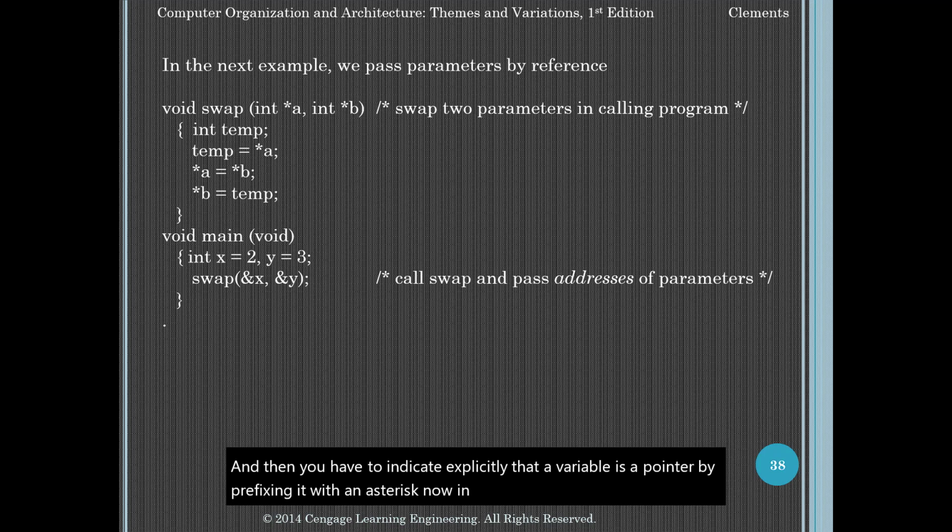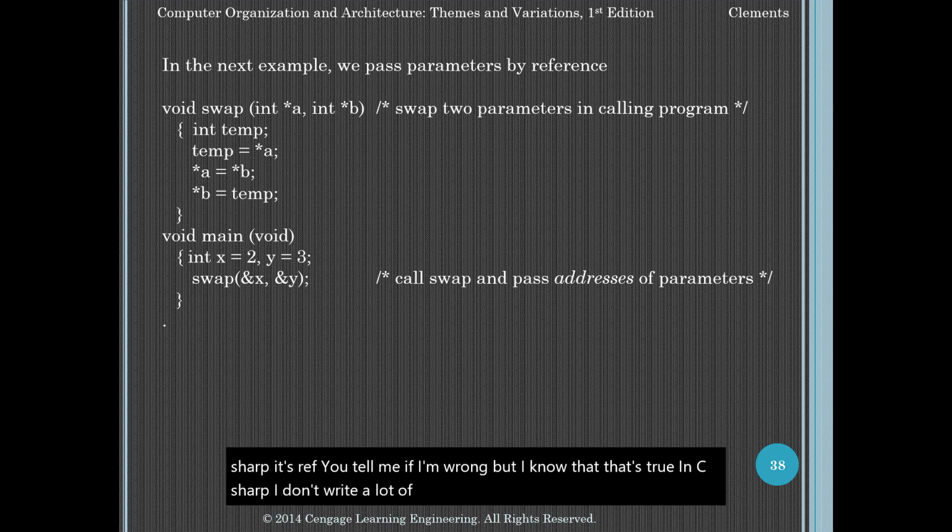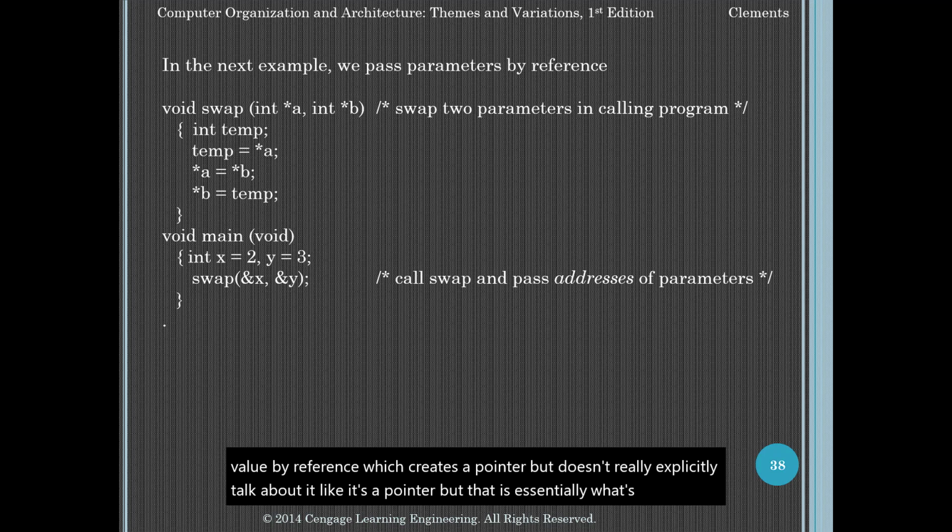Now, in some languages, we have keywords to specifically denote that we want to pass by reference, because the default is typically by value. I believe in Java and in C#, it's ref. You can tell me if I'm wrong, but I know that that's true in C#. I don't write a lot of Java. Most languages have a way to indicate that you want to pass the value by reference, which creates a pointer, but doesn't explicitly talk about it like it's a pointer. But that is essentially what's happening under the hood.